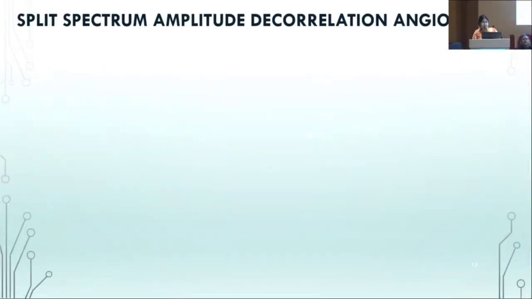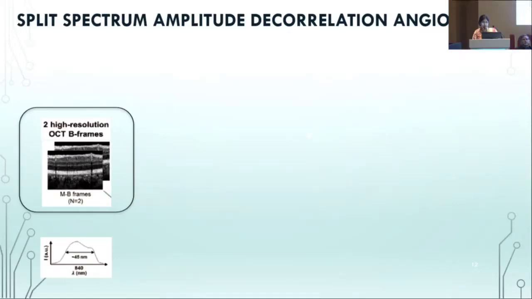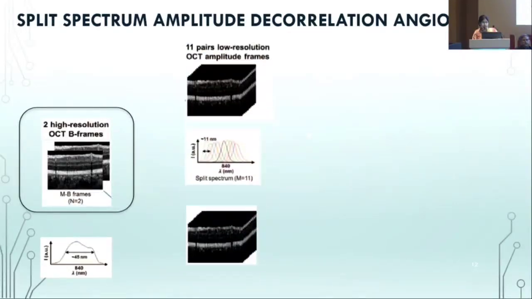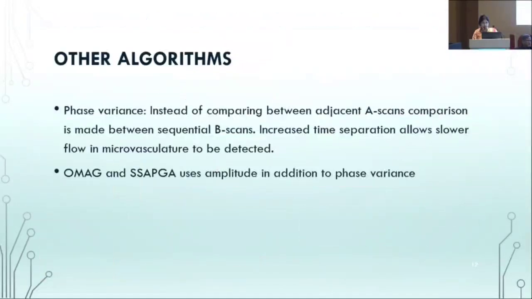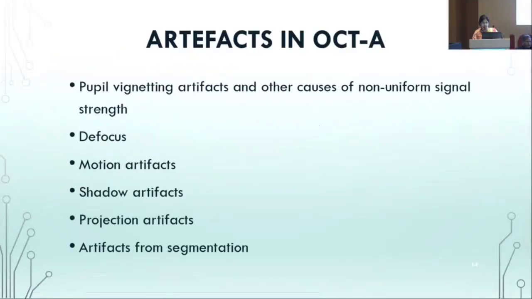The split spectrum amplitude decorrelation angiography basically decorrelates the image into 11 pairs of low resolution OCT amplitudes. The 11 decorrelation frames then create an average decorrelation. Other algorithms used are phase variance and OMAG, and SSADA, used to create the phase variance.